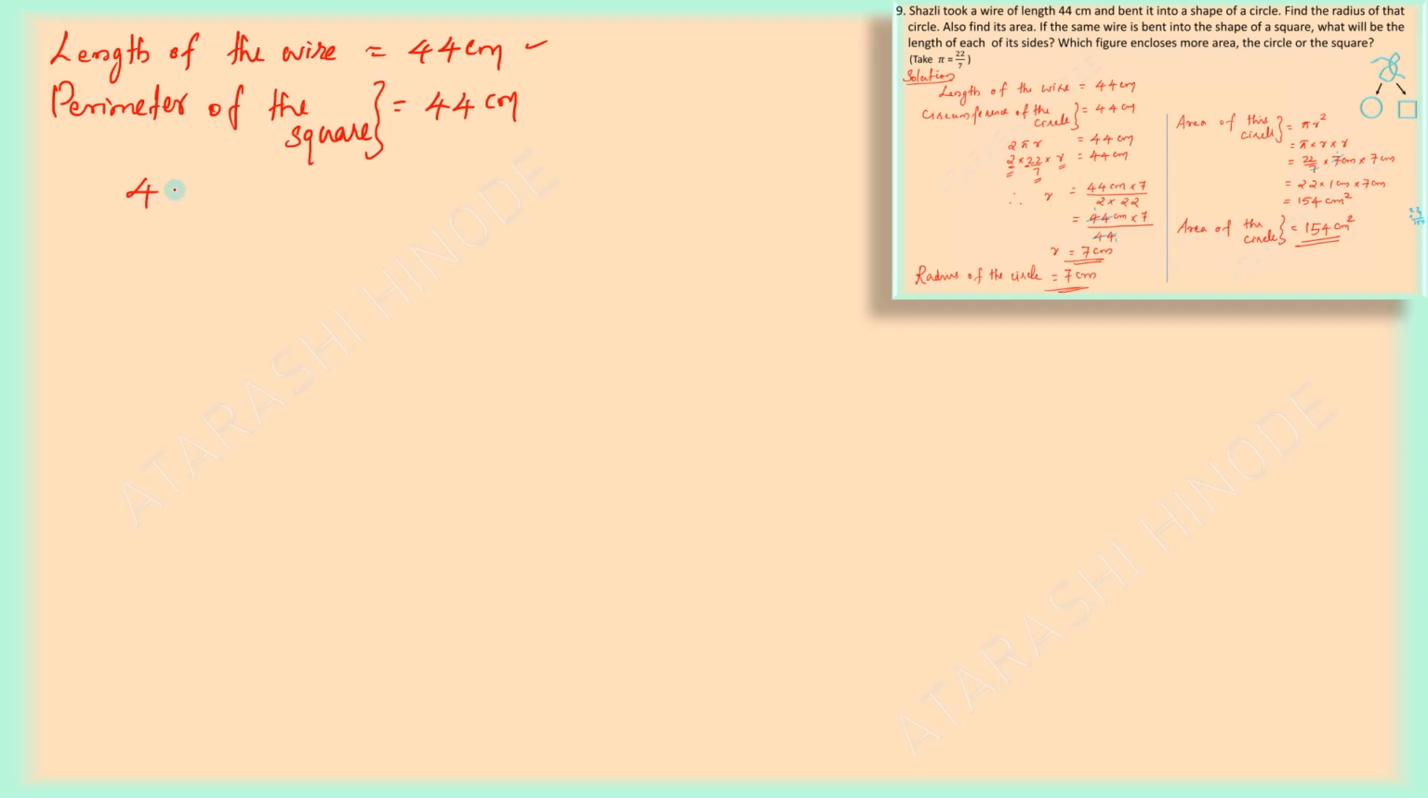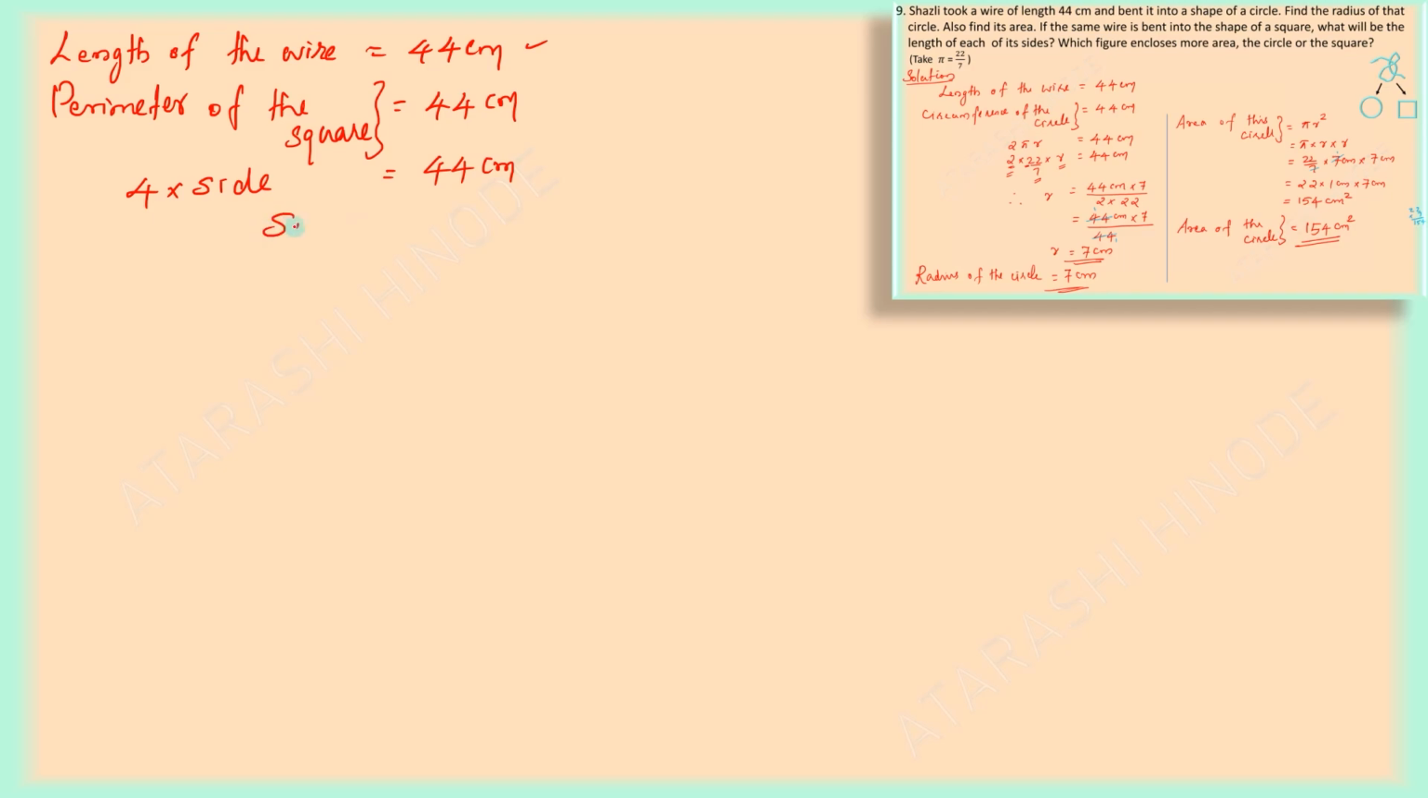Now let us write the formula for finding the perimeter of the square. That is 4 into length of one side. If you take A as one side, then you can write the formula for the perimeter as 4 into A, or if you take L as one side, then you can write it as 4 into L. But here I am writing like this, that is 4 into length of one side, that is equal to 44 centimeter.